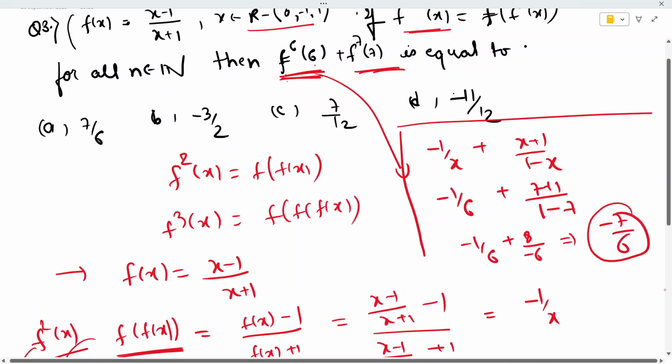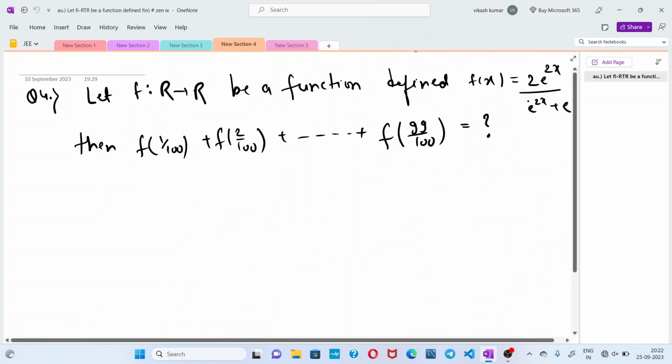This is clear. Sorry, this is 9. So this is basically minus 3 upon 2. So option B is the correct one. Okay, so let's move to the fourth question.